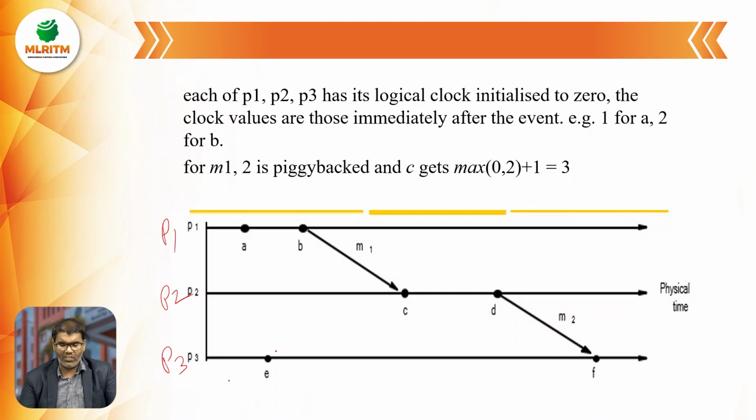Here we only have connectivity from A to B, and B to C. B and C are sending messages with M1, and then C, D and D to F. Here D and F are connected with the message M2. Here there is a physical clock.